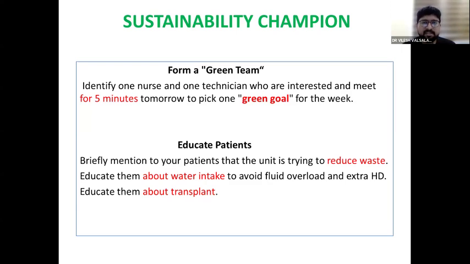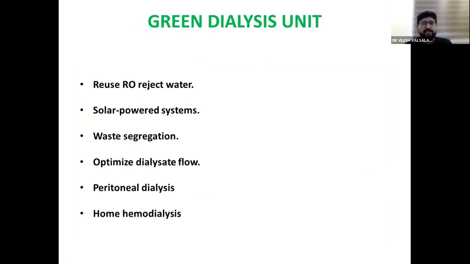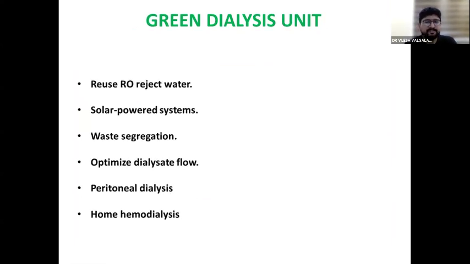You can educate certain patients who are fit for transplant, or who you think can consider transplant, and give them the option of transplant so that they can discuss this with their people at home and go ahead with it. So basically, when you talk about a green dialysis unit, you're talking about reusing RO reject water, looking into solar powered systems, segregating waste, optimizing the dialysis flows, and shifting patients, wherever possible, onto home dialysis or peritoneal dialysis.